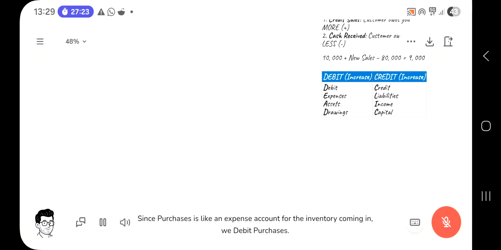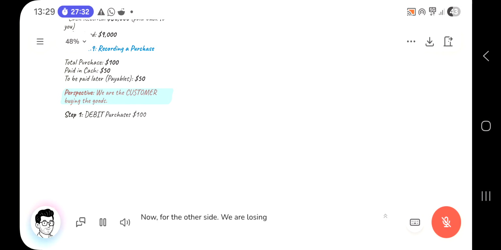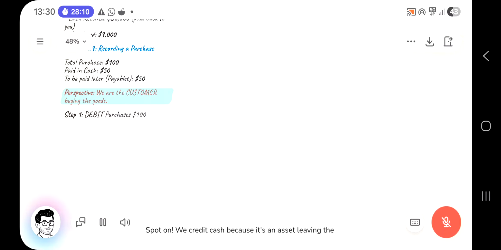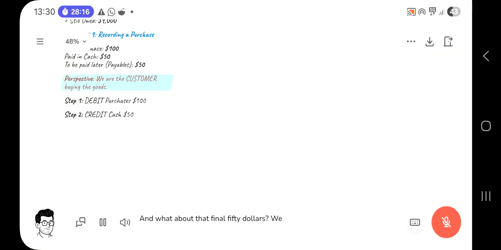Now, for the other side, we are losing $50 in cash. Cash is an asset. So if it's going down, should we debit or credit the cash account? Spot on. We credit cash because it's an asset leaving the building. And what about that final $50? We still owe it to the supplier. That's a liability called payables. If our liabilities are going up because we owe more money, do we debit or credit that payables account?